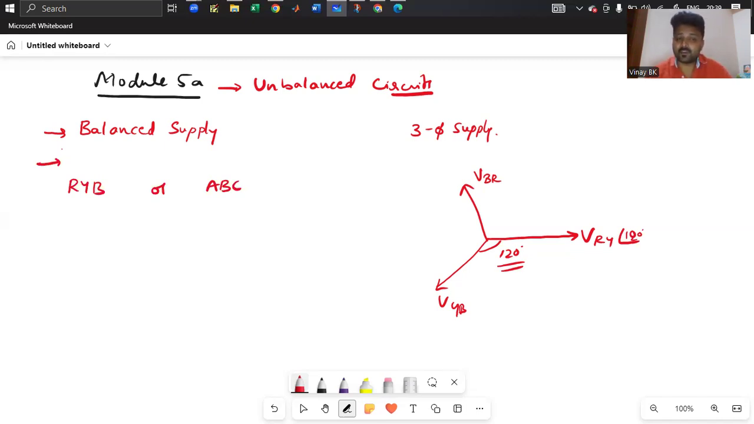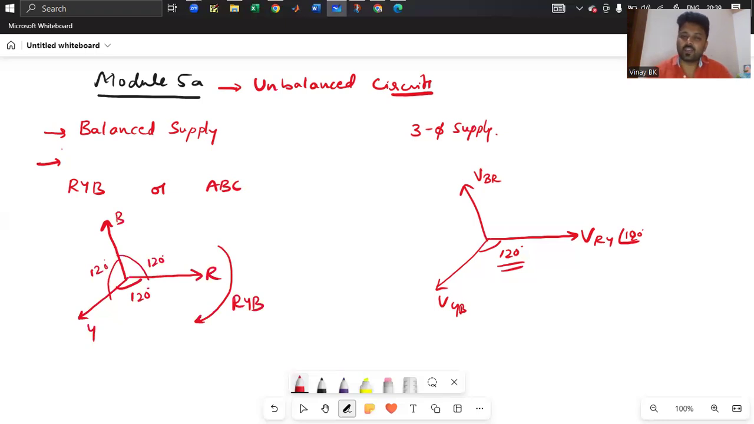Positive phase sequence is nothing but if the sequence is R to Y, Y to B, in clockwise direction with a phase difference of 120 degrees apart, it is called positive phase sequence. And one more we have, that is negative phase sequence. Negative phase sequence means the sequences are opposite, but the phase difference is 120 degrees.